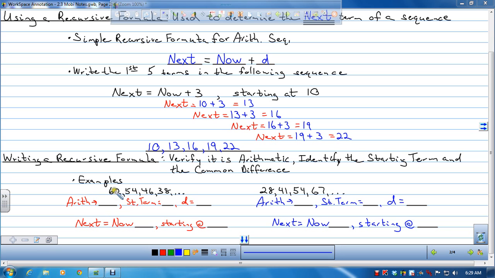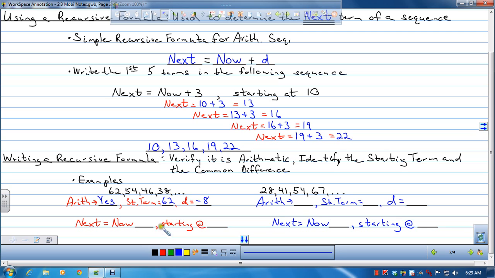Okay. You should notice right away that this is in fact arithmetic, and if you notice that it is arithmetic, then you had to come to the conclusion that you were going down by the same amount each time, and that amount was 8, so that makes the common difference -8 since we were going down. Starting term is of course 62.